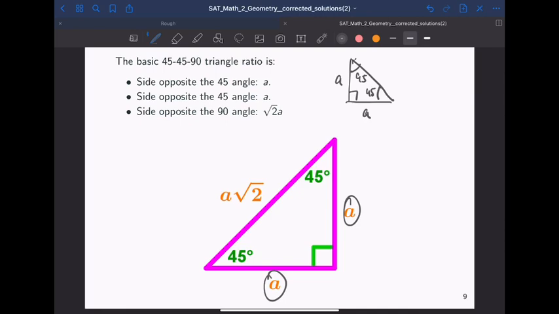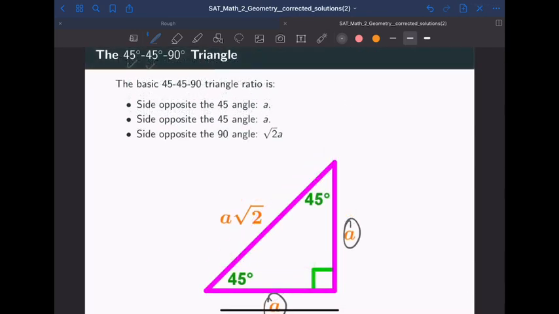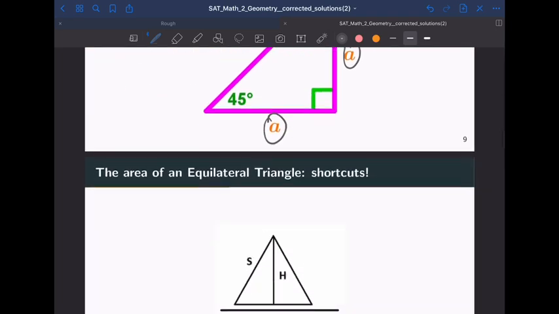And find the third side, it is just under root 2a. I don't want to go into the proof of this, but it is very easy and you can figure it out using the Pythagoras' theorem.